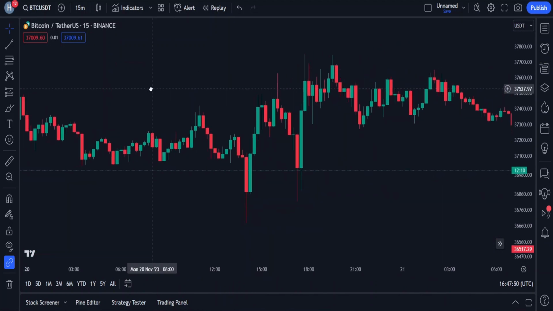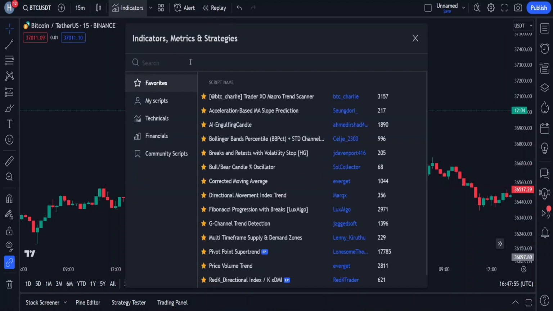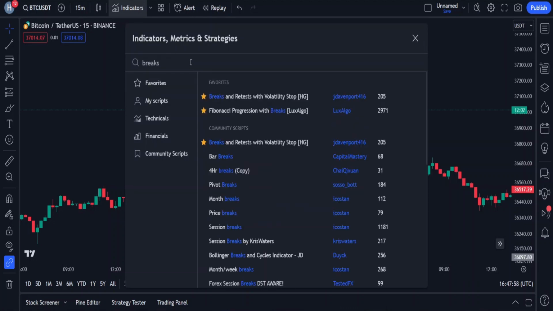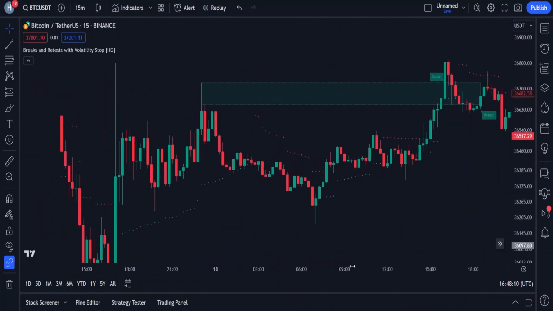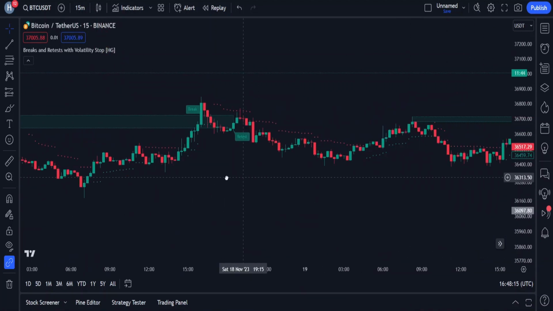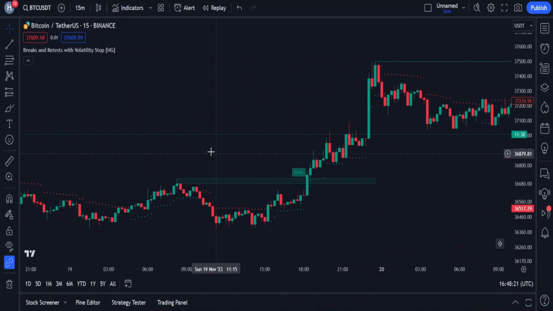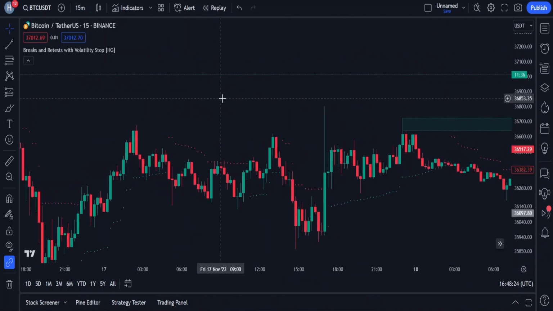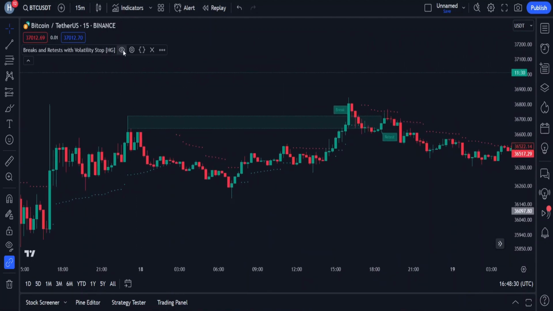beginning. So first of all, let's add the first indicator of our strategy to the chart. So we will click on the Indicators tab and search for breaks and retests with volatility stop. After that, add this one published by J. Davenport. The breaks and retests with volatility stop indicator is a powerful tool designed to assist traders in identifying key support and resistance levels, breakouts, retests, and potential trend reversals. This indicator combines two essential components: support and resistance detection, and a volatility stop indicator for improved risk management. Let's access the settings for this indicator.